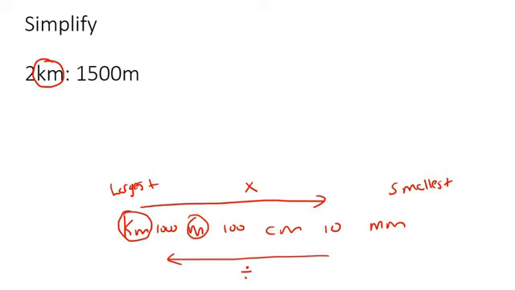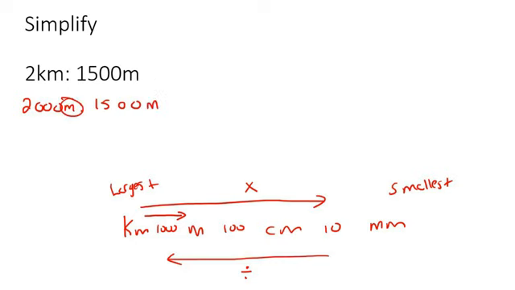So that means we're going to the right, so we need to multiply with 1,000. If you multiply 2 with 1,000, you end up with 2,000, and then here you end up with 1,500. And these are in meters. Because these are now the same, we can ignore that. And now we just simplify like we normally would.